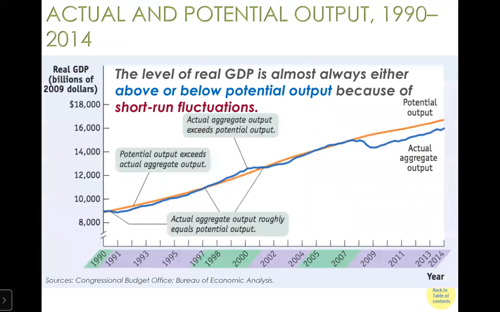If we look at the actual economy, the U.S. economy from 1990 to 2014, this blue line is the actual aggregate output. That's what we actually produce. This line is the potential output. You can see they fluctuate. To understand this fluctuation, this gap, we need to understand what determines potential output.